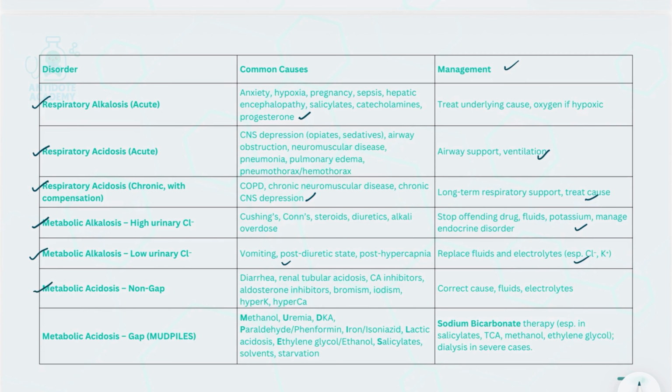Next comes metabolic acidosis. Acidosis without any acid building up. It is caused by diarrhea, renal tubular acidosis, CA inhibitors, aldosterone problems, hyperkalemia, hypercalcemia. And management is we have to correct the underlying cause, fluids and electrolytes.